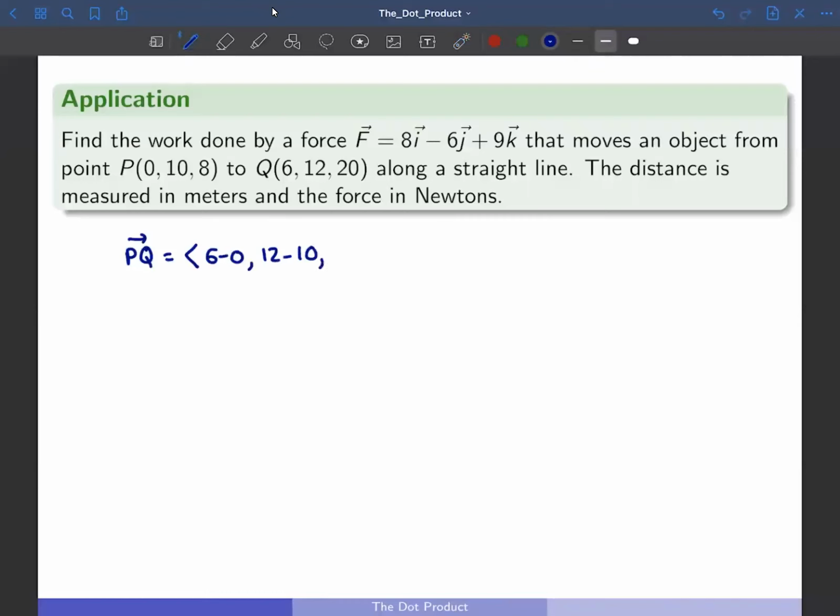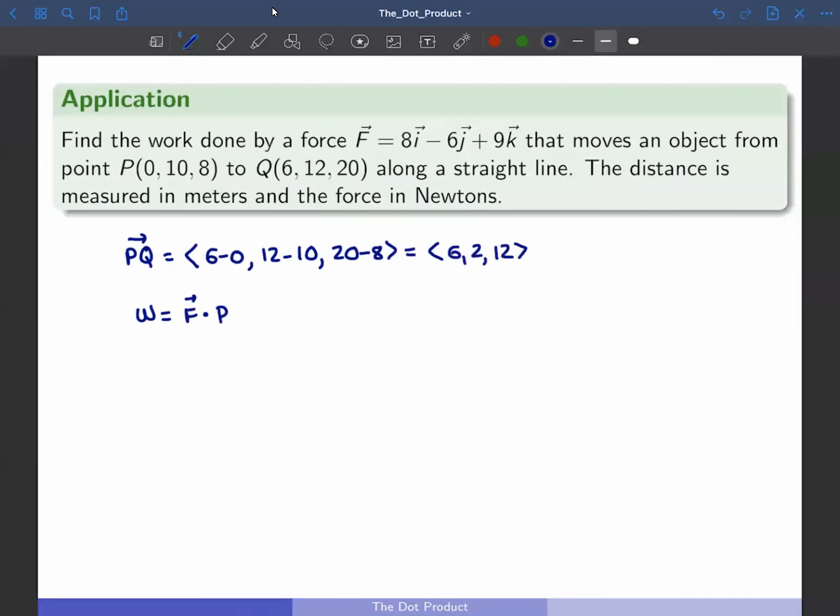And as z component, it has the difference of the z coordinates of the points P and Q. So essentially, this is equal to 20 minus 8. So the vector PQ, the displacement vector, will be equal to (6, 2, 12). And therefore, the work done by the force is equal to the dot product between the force vector and the displacement vector.